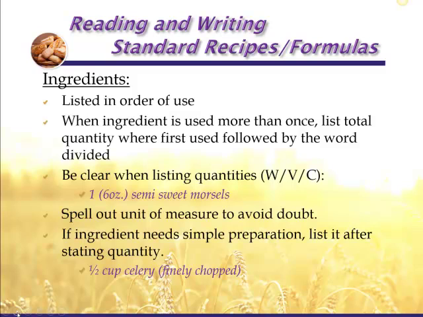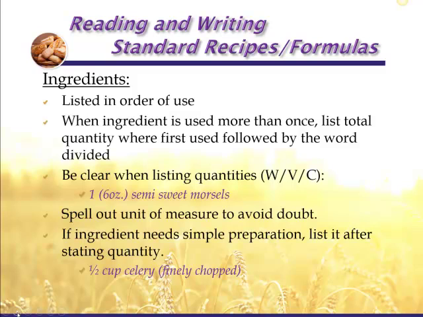When the ingredient is used more than once, like the sugar example I was just mentioning, you list the total quantity where first used, followed by the word divided, or something like that. Each establishment has their own process for this, at least those that are aware of it. Those that do not often have inconsistencies in their product and production.